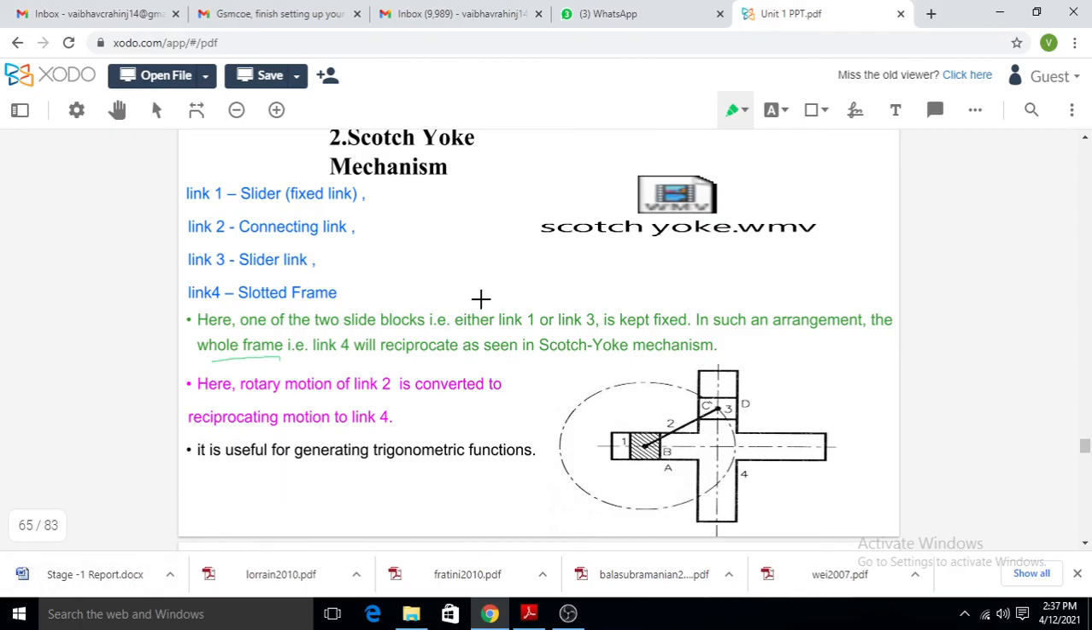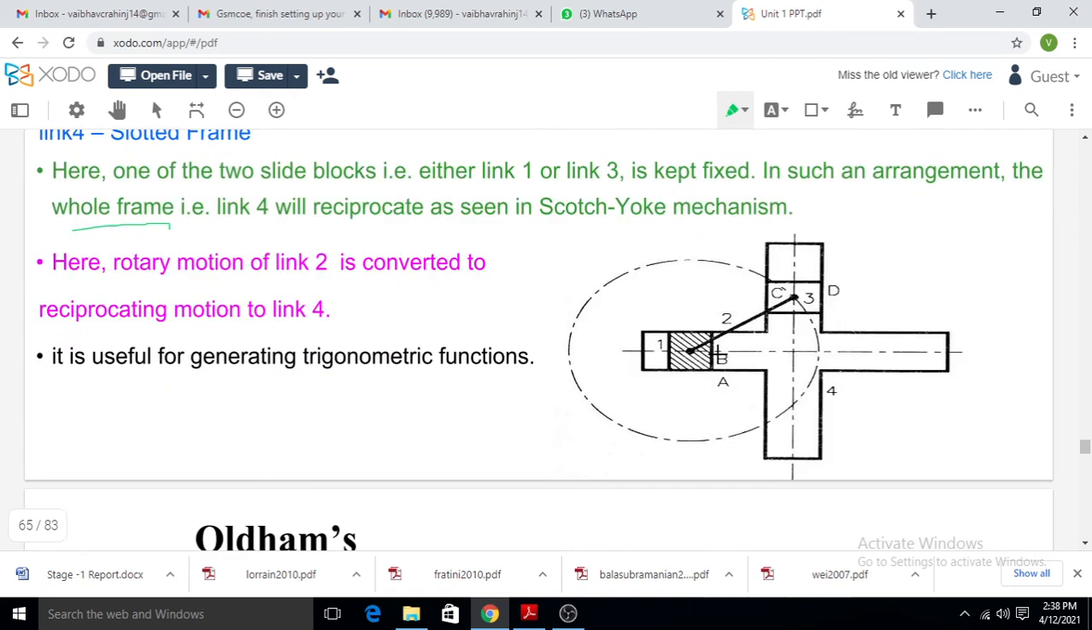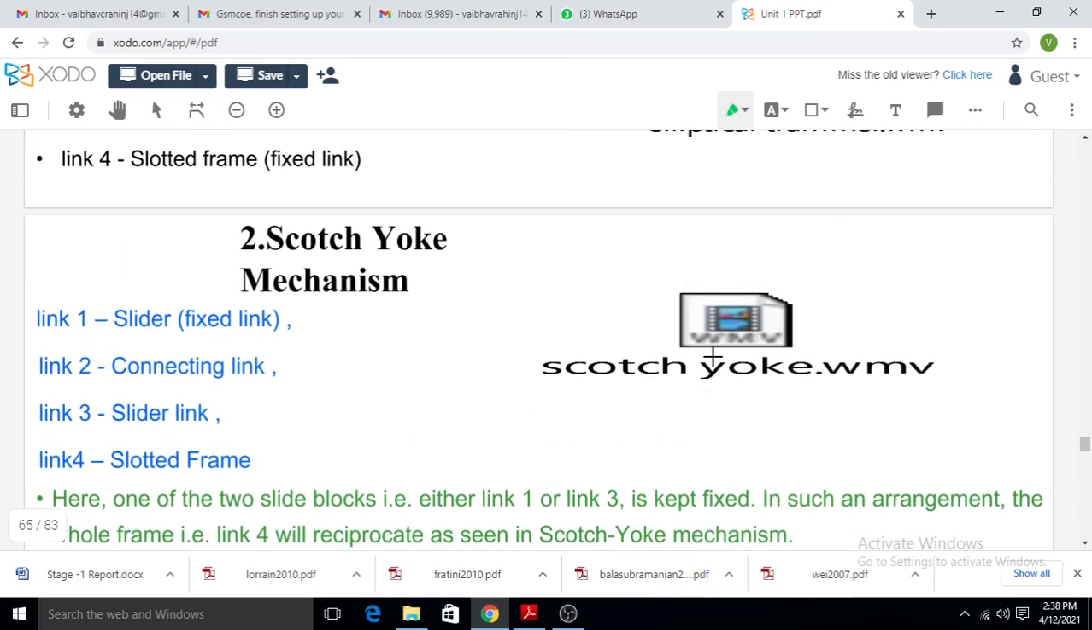Here the rotary motion that we give to link 2 is converted into reciprocatory motion of link 4, means this link. See here, we give the input to link number 2, that is connecting rod B to C. As this connecting rod rotates, this whole frame will reciprocate, and such a type of mechanism is called a Scotch yoke mechanism.